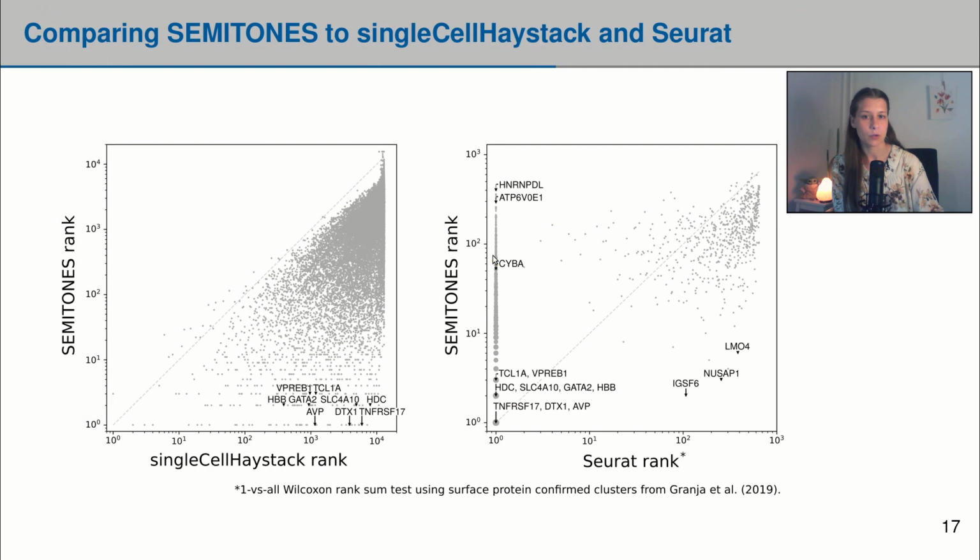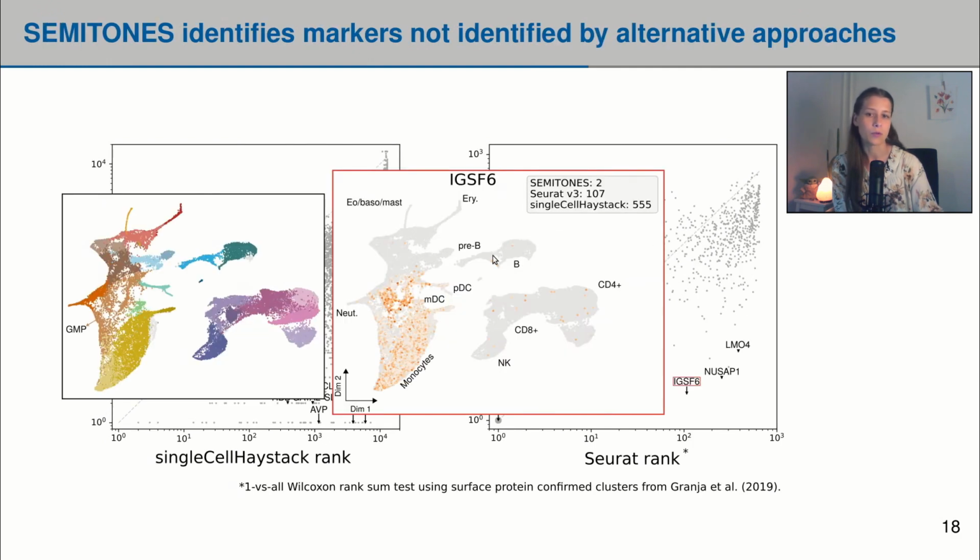Unfortunately, I don't have time to go through the characteristics of all disagreements, but I do want to provide an example of the type of gene only identified by SEMITONES, using this example of a pre-dendritic enriched gene, IGSF6. This gene is only enriched in a small number of cells and not accurately captured by a specific cluster. Rather, it is only expressed in a subset of cells in the granulocyte and monocyte progenitor cluster here.